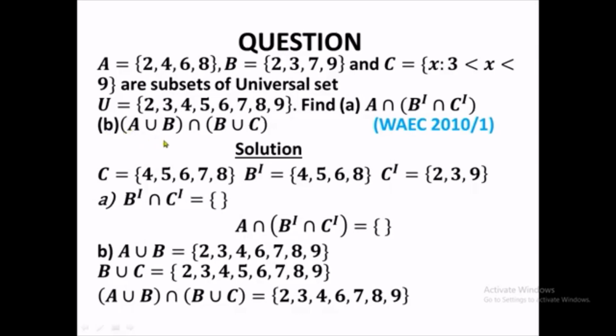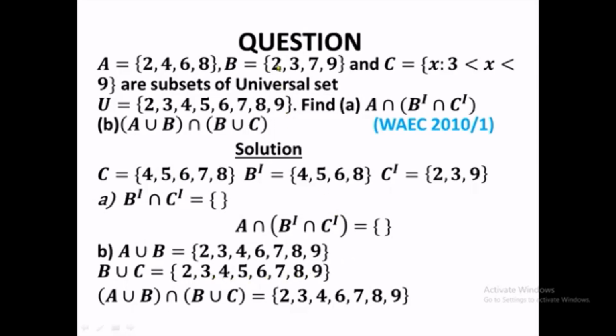So for part B, we have A union B. We need to first get A union B, which is to combine the elements of set A and set B together without repetition. That will give us 2, 3, 4, 6, 7, 8, 9. Then we need to get B union C as well, which combines the elements of B and C without repetition, and that should give us 2, 3, 4, 5, 6, 7, 8, 9.